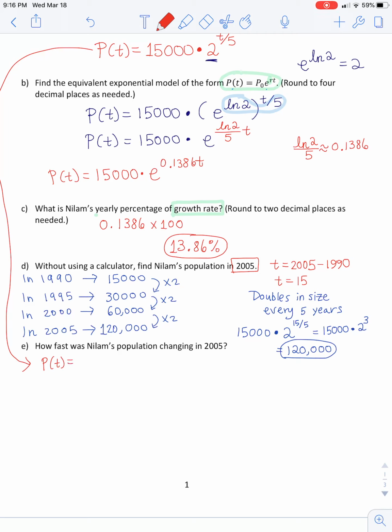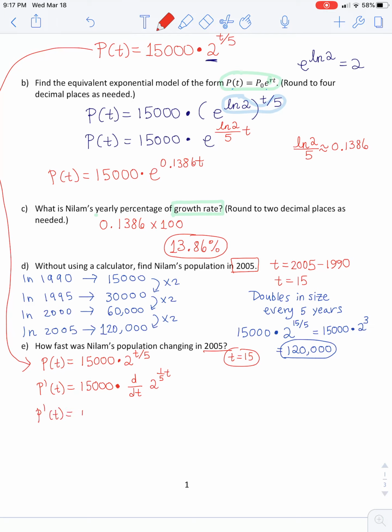P of t equals 15,000 times 2 to the t over 5. I am going to find p prime of t, and then we're going to plug in t equals 15 in there. Okay, that's our plan. So let's differentiate this. It's going to be 15,000 times the derivative d dt of 2 raised to the 1 over 5 t power. Same thing, right? Keep going.